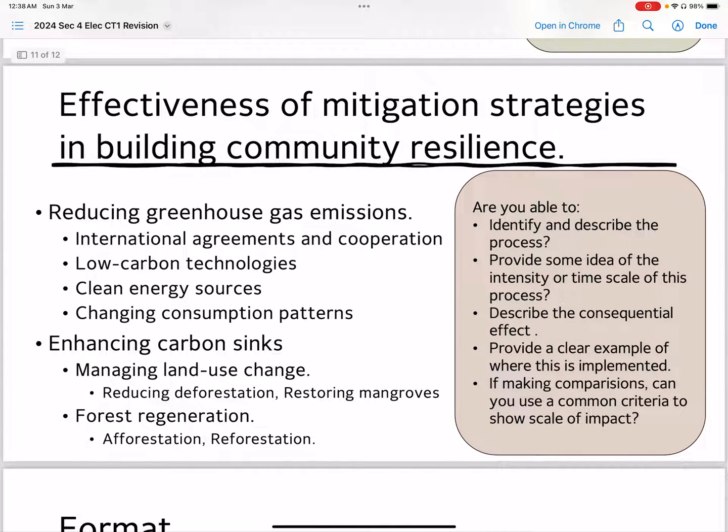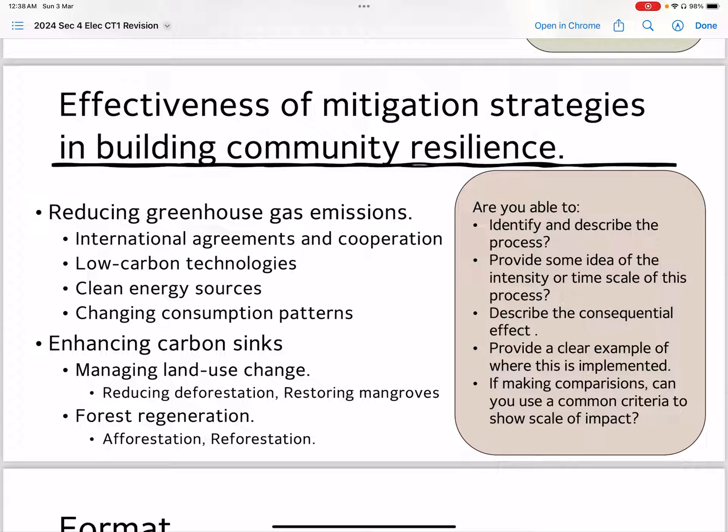So the final thing that you will need to grapple with will be the effectiveness of mitigation strategies and building community resilience. Okay, so we're going to build community resilience. What are some of these mitigation strategies that we can implement? What are they, and which is maybe more effective than the other? This is rather important when you're looking at comparisons between factors. So if you're looking at reducing greenhouse gas emissions, what are we looking at? International agreements and cooperation, right?